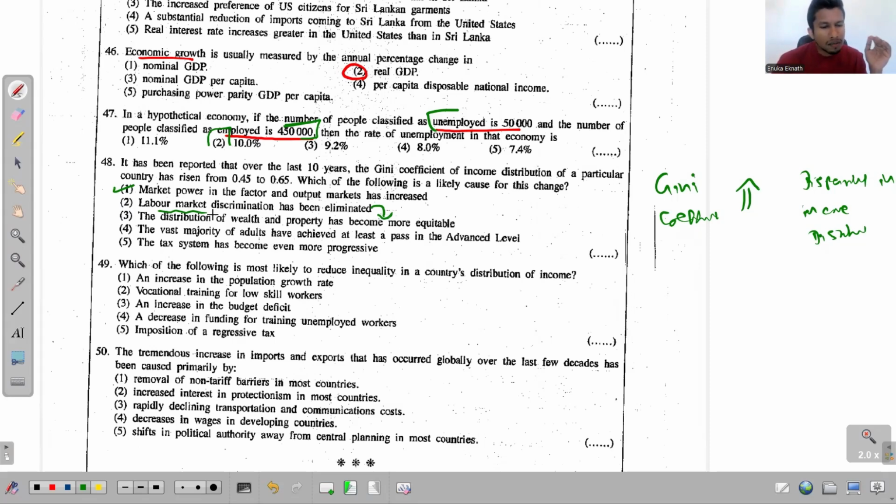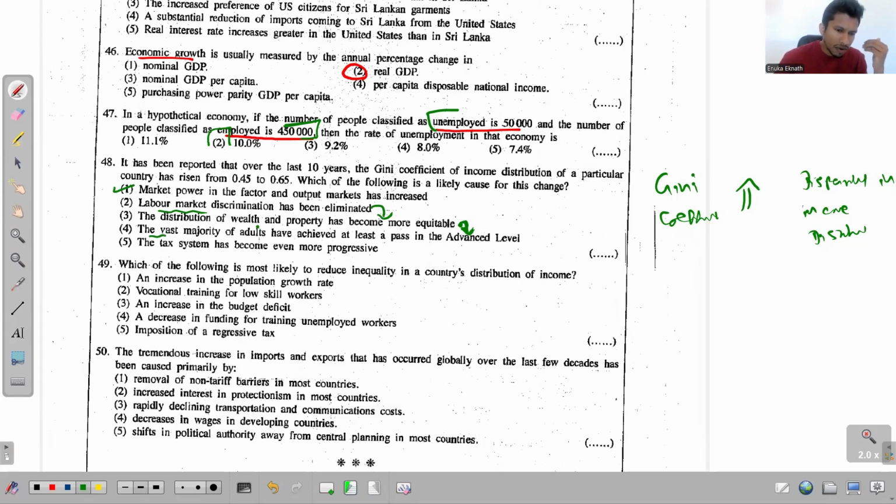Yeah. The third one, the distribution of wealth and property has become more equitable. If so, the disparity in the income distribution decreases. Then the Gini coefficient should also decrease, not that it increases.